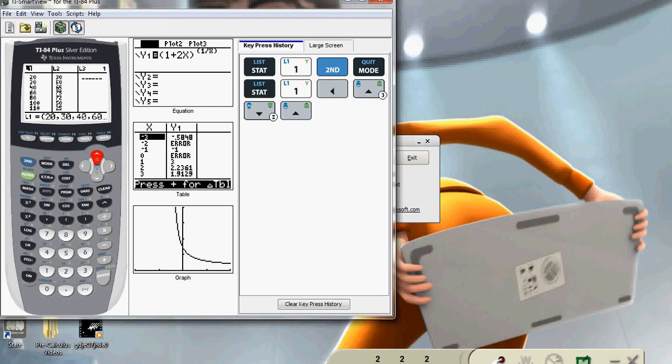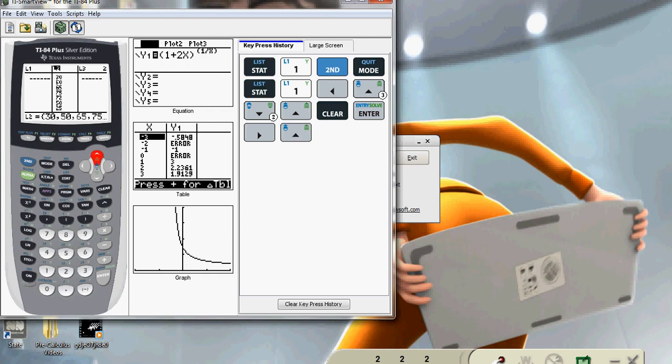So that L1 is highlighted there, and we want to clear that out. So we hit clear and then enter, and that will take care of that entire list if there's anything there. If there's nothing there, then you really don't need to worry about it. We're going to do that for all of the lists.